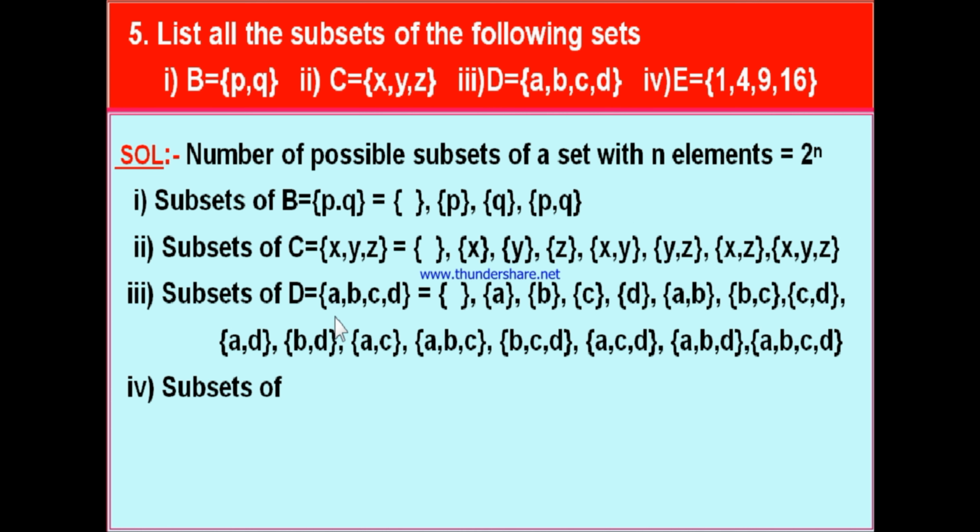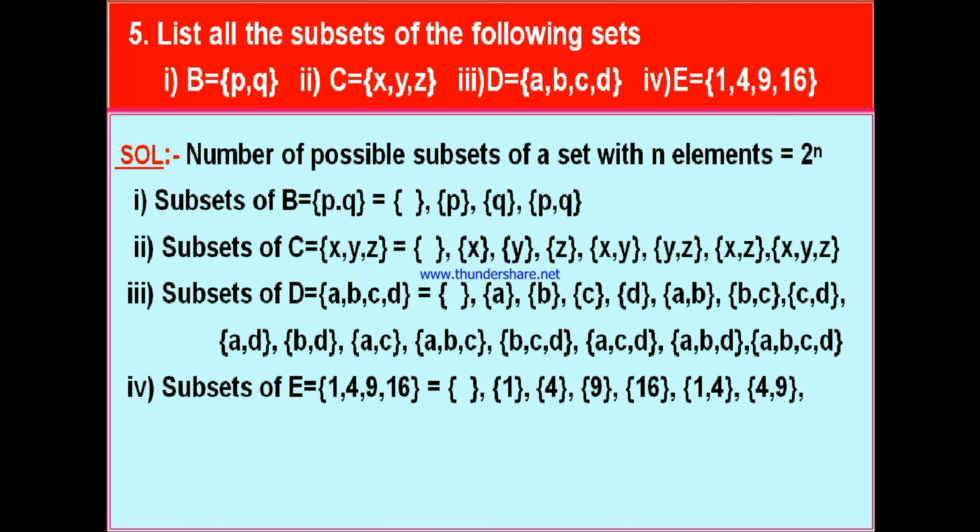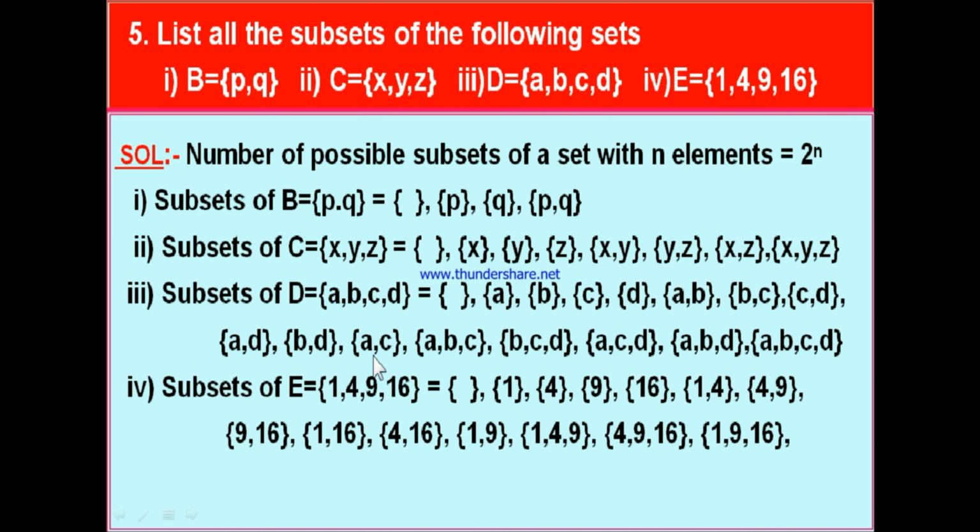In the same manner, you can write the subsets of E is equal to the set 1, 4, 9, 16. Set with 0 elements, empty set. Set with single elements now. Set 1, set 4, set 9, set 16. Next, set with 2 elements. Set 1 4, set 4 9, set 9 16, set 1 16, set 4 16, set 1 9. These are the different 2 element sets.